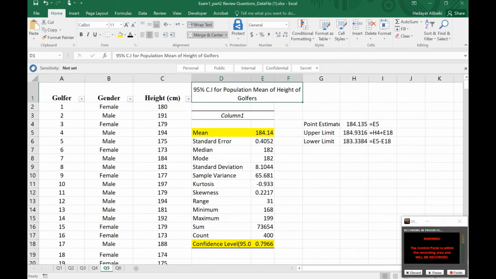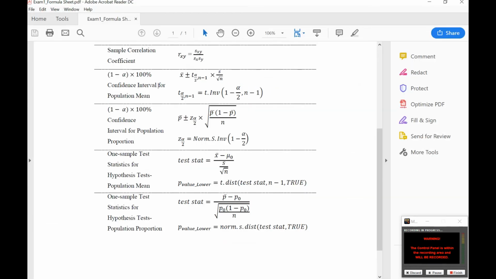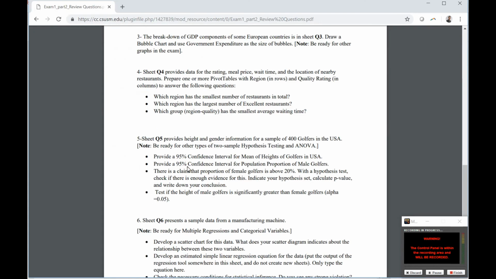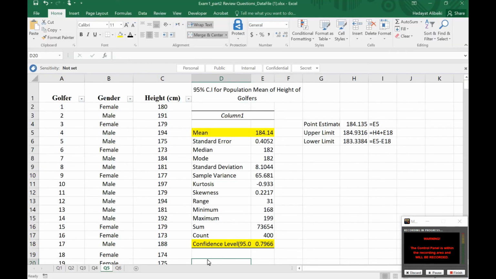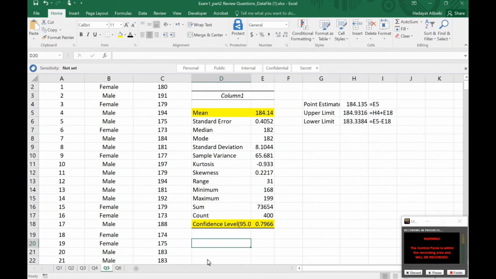For the next part of this question, we're looking for 95% confidence interval for population proportion of male golfers. So let me put it here, 95% confidence interval for population proportion of male golfers.